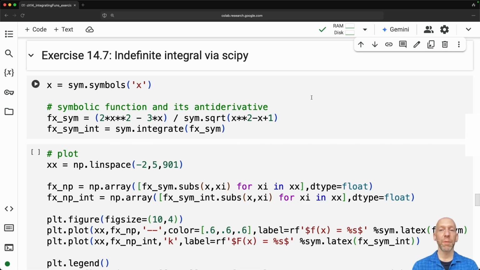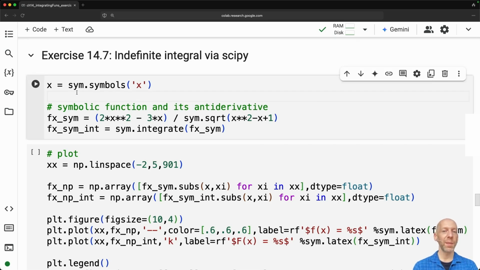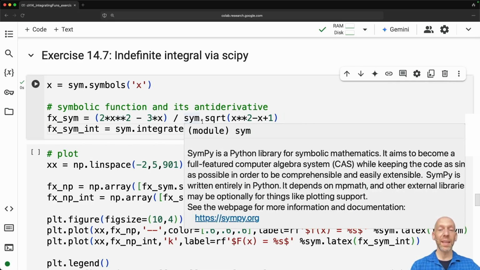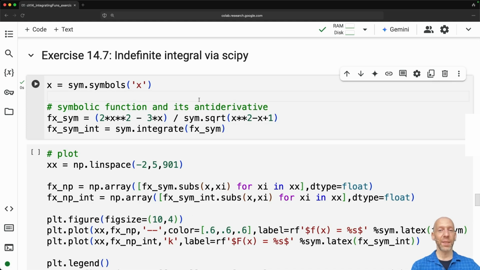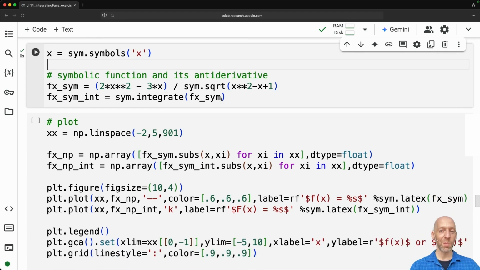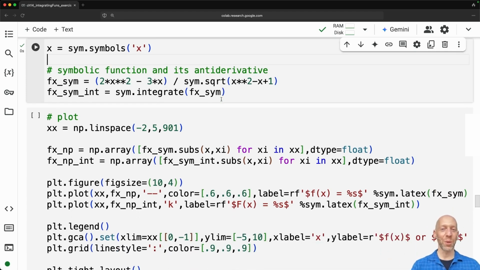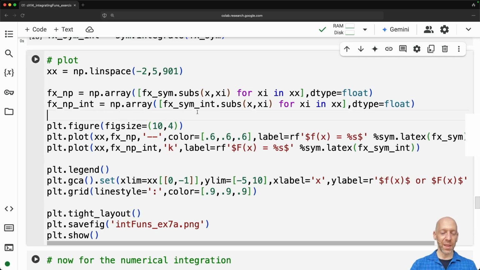So here's the first part of the exercise: create a symbolic variable x, implement the function, and integrate it symbolically. Again, we can use SymPy to solve this integration problem and get an indefinite integral, or an antiderivative. We do not need to approximate it for this particular function, but we will need to approximate it in the future. And here is this first visualization.